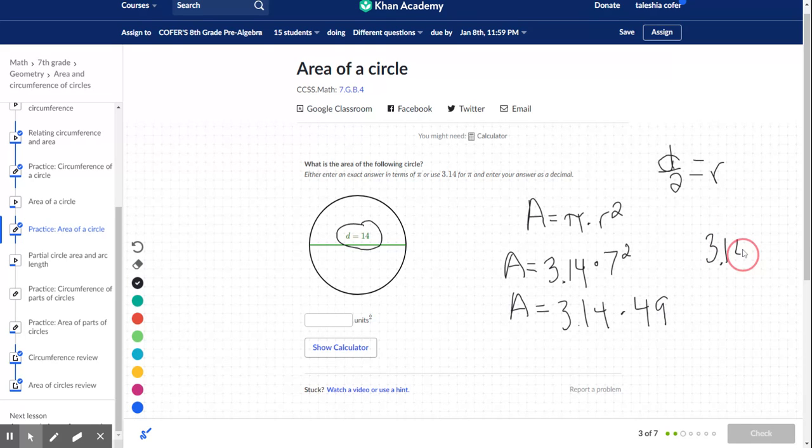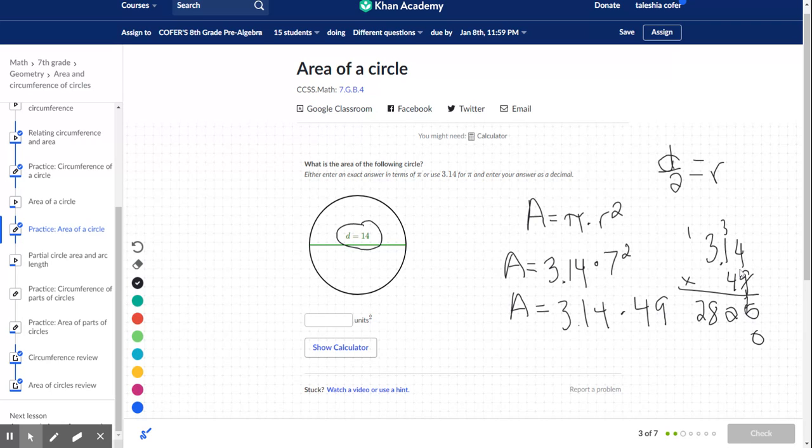3.14 times 49. 9 times 4 is 36, so I write a 6 and I carry my 3. 9 times 1 is 9, plus 3 is 12. I write a 2, I carry a 1. 9 times 3 is 27, plus 1 is 28. Finish with my 9 so I can mark it off and write a 0 here. Make sure that's a 6 there.